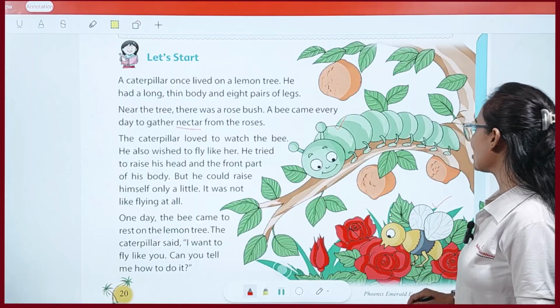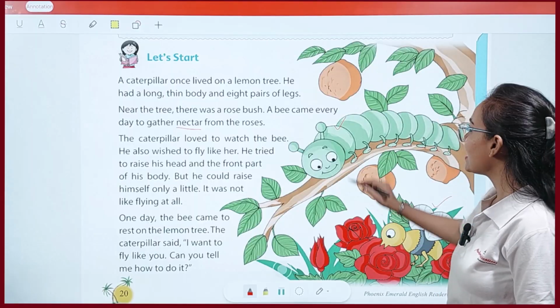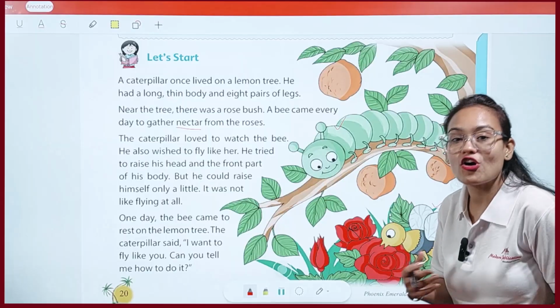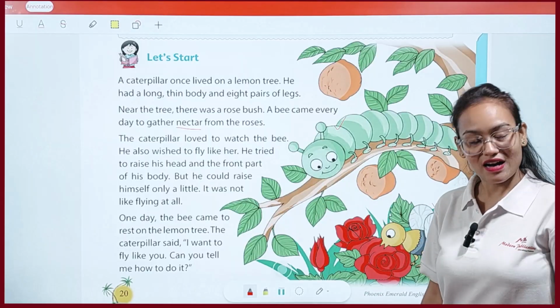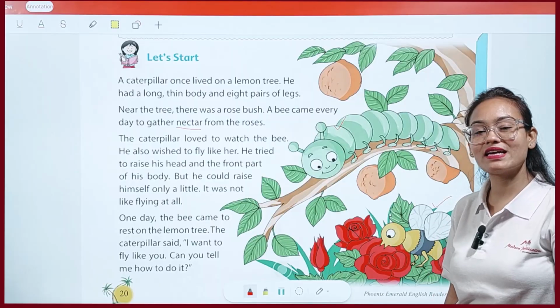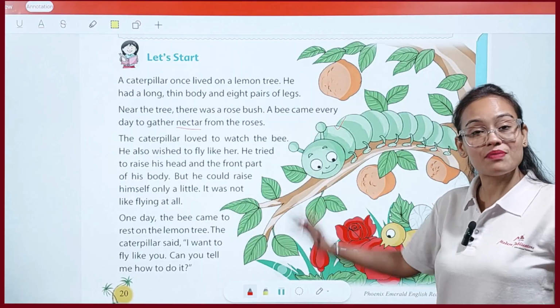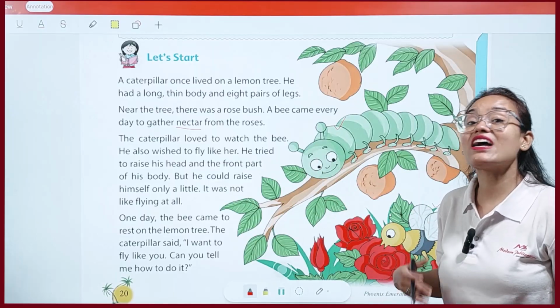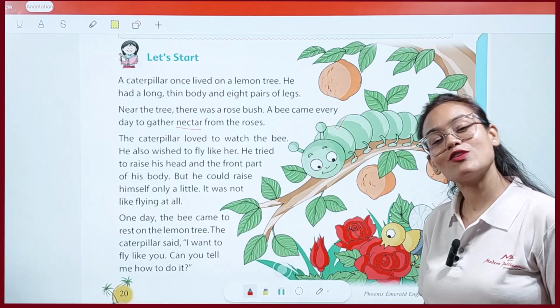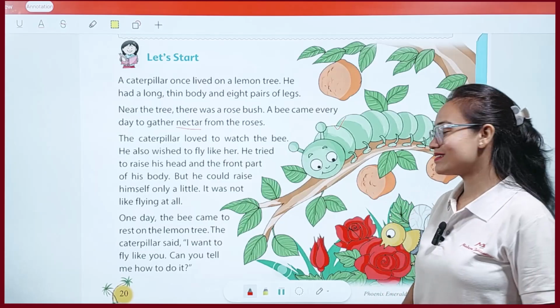When this bee was resting on the lemon tree, this caterpillar, out of curiosity, asked, Honeybee, can you please tell me one thing? I also want to fly like you, flipping your wings like this. I also want to fly. Can you please tell me how you fly?